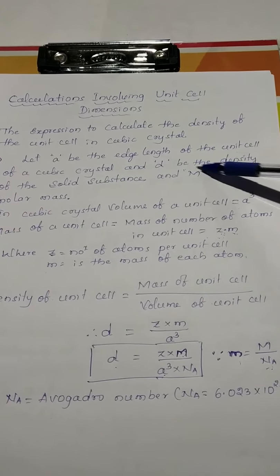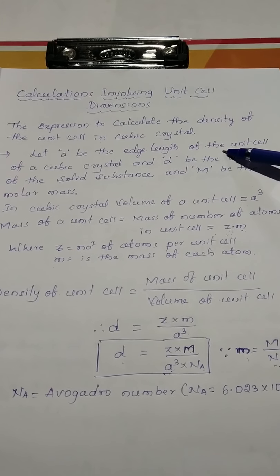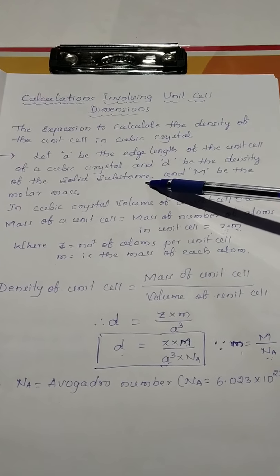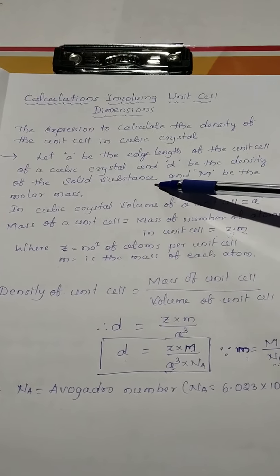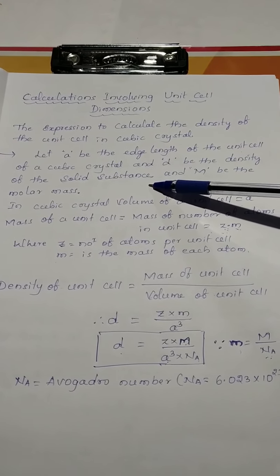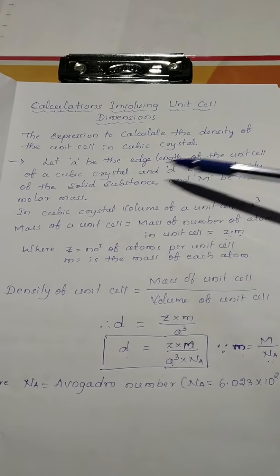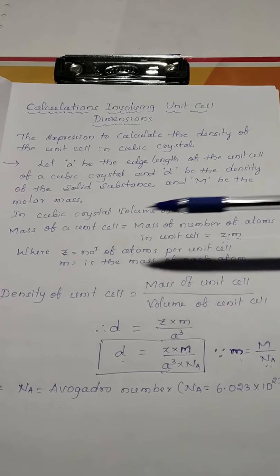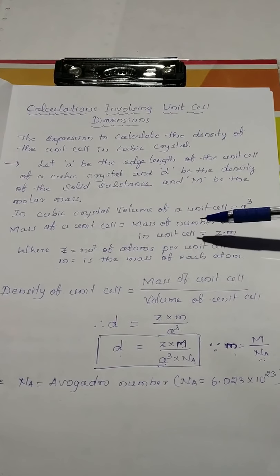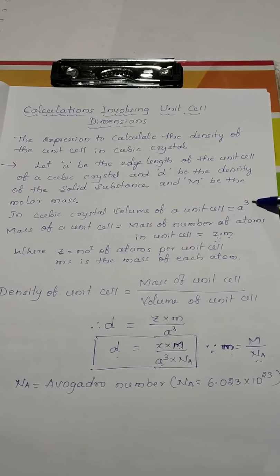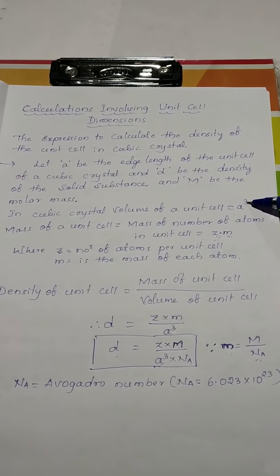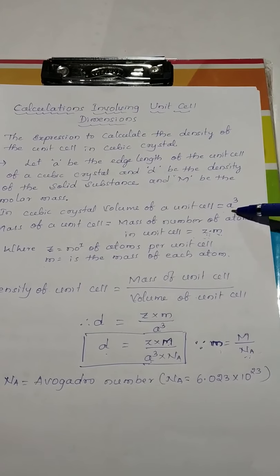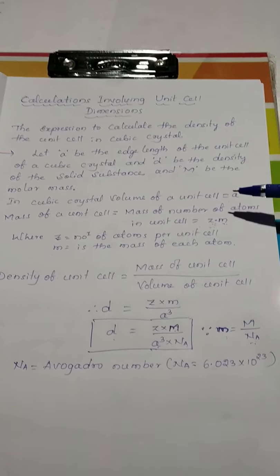Let a be the edge length of the unit cell, d be the density of the solid substance, and M be the molar mass. You have studied this already in first PUC. See here, in a cubic crystal, the volume of the unit cell is length into breadth into height, that is equal to a cube.